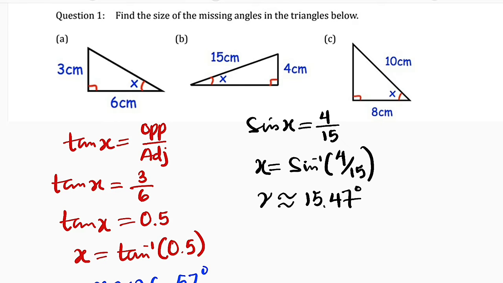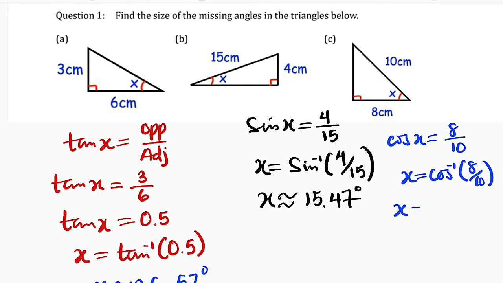15.47 degrees. So this is the value of x. And here, what is the relationship between the hypotenuse side and the adjacent side? It's cosine, right? So you can say that cosine of x is equal to what? Adjacent, which is 8 divided by the hypotenuse, which is 10. So x will be equal to cosine inverse of that value, 8 divided by 10.